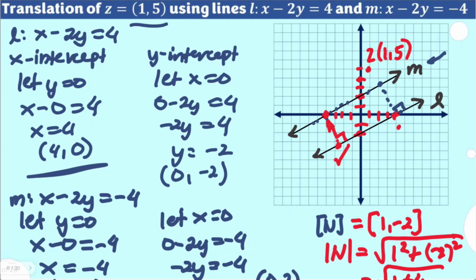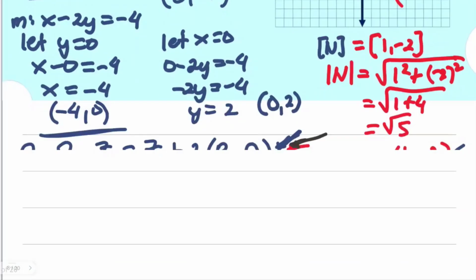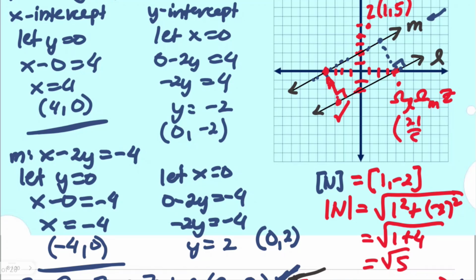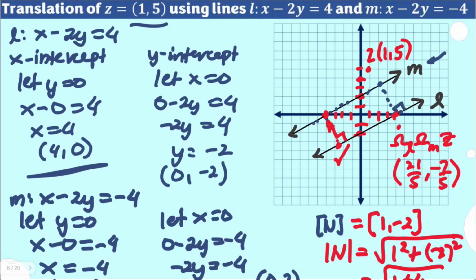This should be the translation of your Z along, sorry for that, again let me rewrite this, the translation of your point Z along M, which is given as positive 21 fifths and negative 7 fifths. As you can see, it's in the fourth quadrant. Similar to this, if we're going to take its reflection here, it would be here. Take its reflection somewhere here as well. So basically, the point is really in the fourth quadrant.